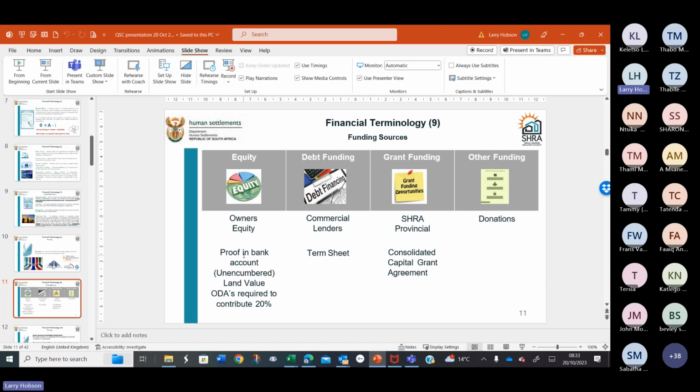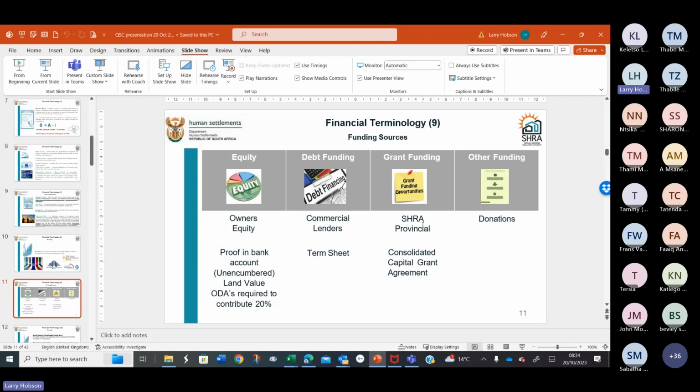Okay, now the debt funding. We can get money from commercial lenders, or in the social housing environment, the National Housing Finance Corporation has been a big lender. Some banks have also got involved. So you've got a mixture of commercial lenders there. They will give you a term sheet quite early in the process once they've agreed to fund you, and that'll contain all the conditions attached to the repayments of the loan.